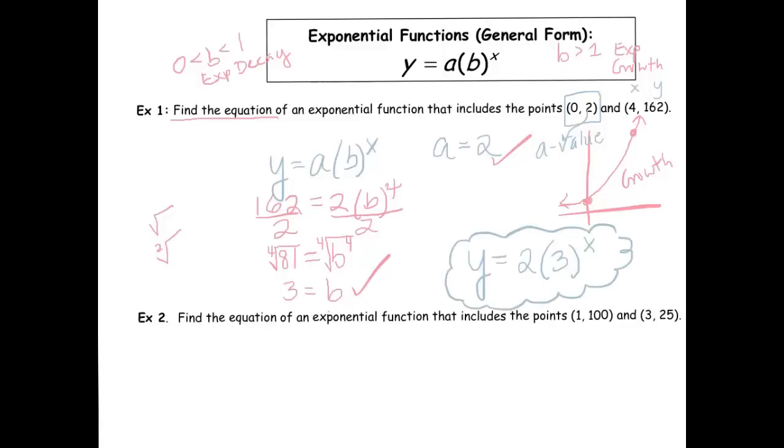So if you actually plugged in 0 to this equation, you would get 2, and if you plugged 4 into the equation, you'd get 162. Exactly what we wanted to get. Let's try another one.